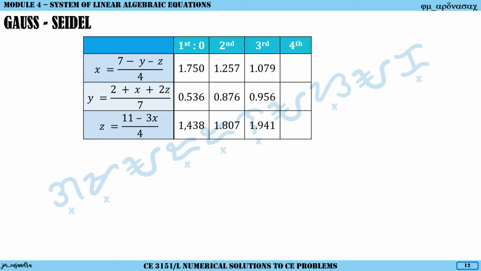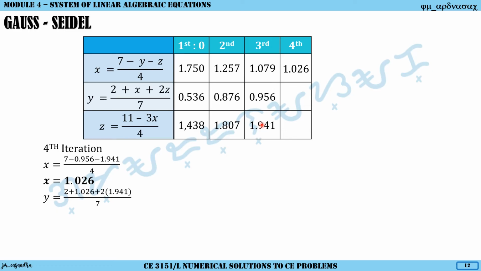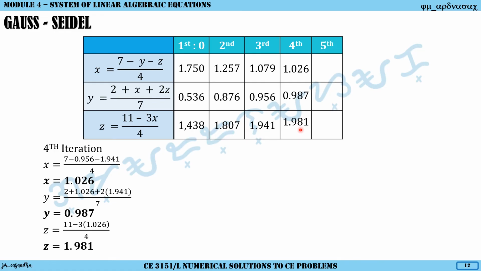So for next iteration, we have fourth iteration. So x, we use our latest y and z. So that will now be equivalent to 1.026. Next, we have your y. So we use our latest x and z for the y. That will give us 0.987. And for z, we use the latest value of the x. So we get a value of 1.91. So hindi pa rin magkakapareho. So we move to our fifth iteration.